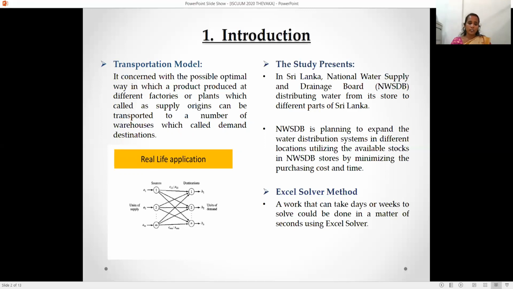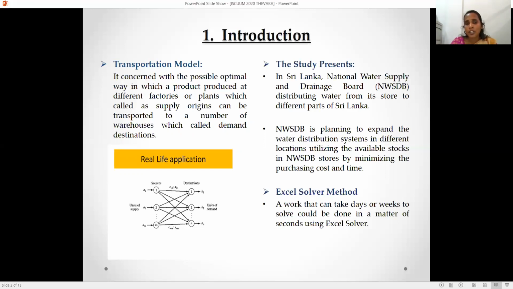To find this optimal solution, we are using the Excel solver method. The Excel solver method is helpful to find the optimal solution for the transportation model, because if we apply the manual process, it will take a long time.